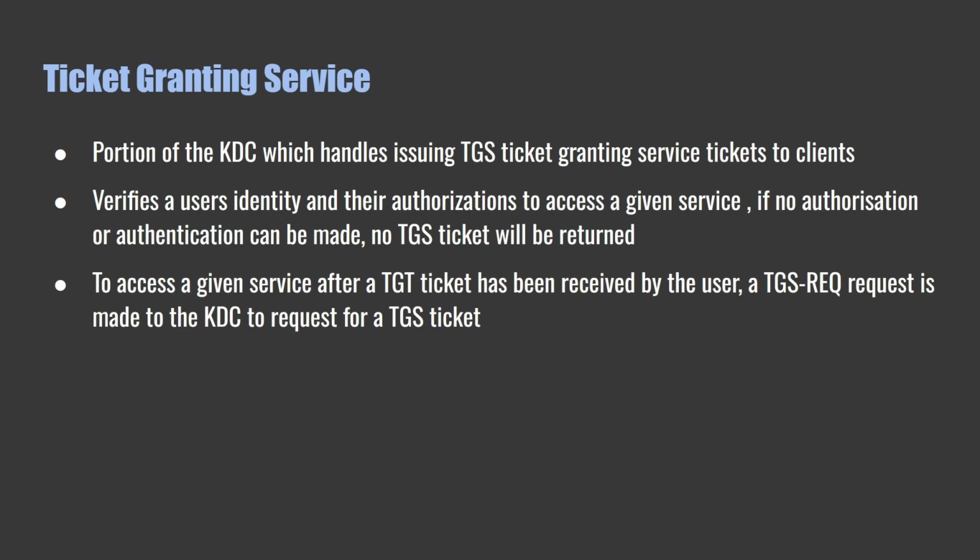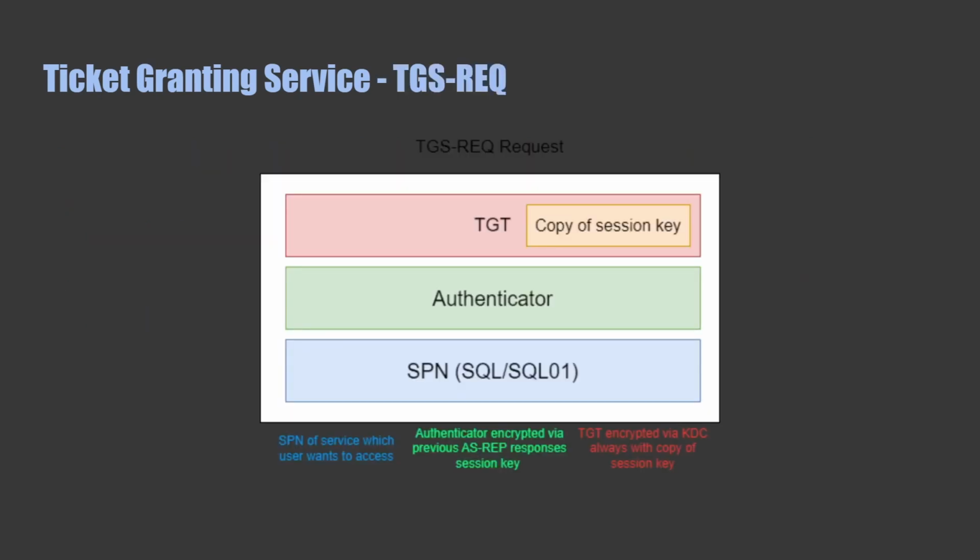The only time you'll get a TGS ticket is when you are authorized to access a given resource or machine. So to access a given service after a TGT has been received by the user, a TGS-REQ request is made to the KDC to request a TGS ticket. So a TGS-REQ request, as we've just said, is the request that is sent after the AS-REQ response is received with a copy of the TGT.